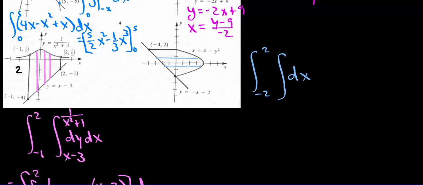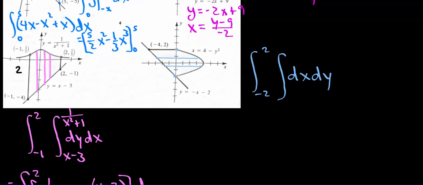And so that's what the y is going to go, right? We just say, okay, it's the horizontal line that goes directly across. Therefore, that's what I'm going to integrate with respect to first. And then the question is, well, what does y do? Well, y goes from -2 to 2.